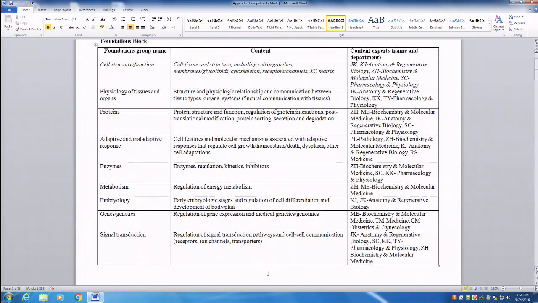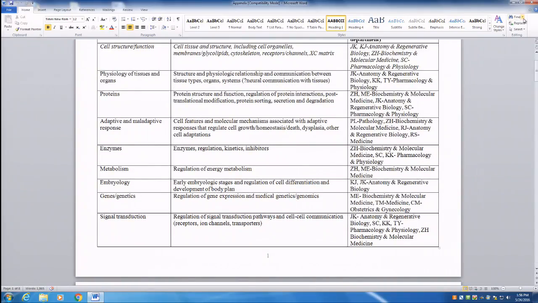So if you look at genes and genetics, where I am here, you see the cursor? So that's one session that might be 3 hours. These people are teaching together. The biochemist and the OBGYN are teaching that session together, and they've sat down and prepared it together.